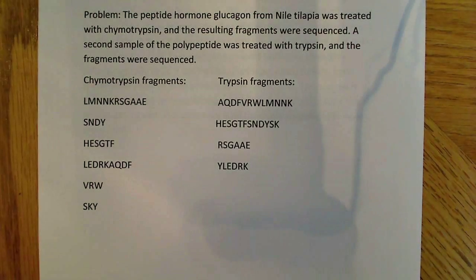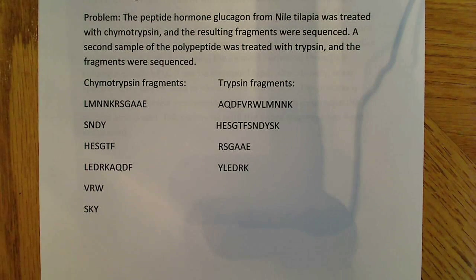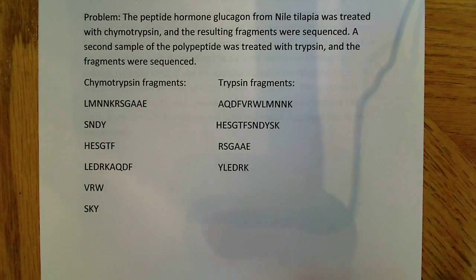So going on to the problem here, this is just the background information for the problem. It says the peptide hormone glucagon from Nile tilapia was treated with chymotrypsin, and the resulting fragments were sequenced. A second sample of the polypeptide was treated with trypsin, and the fragments were sequenced. So essentially we have two samples that were cleaved, one using chymotrypsin, the other using trypsin, and they produce these fragments.